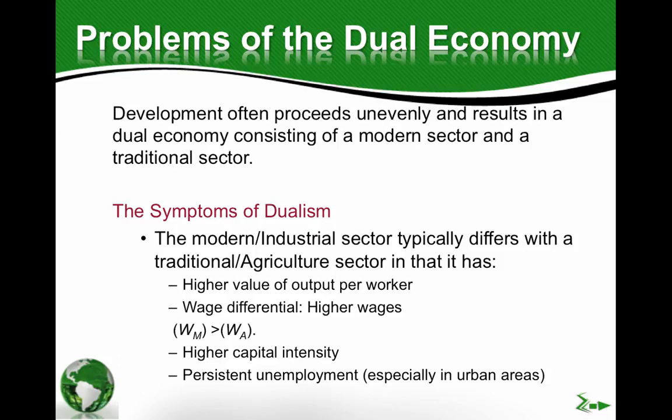Higher capital intensity in the manufacturing in the modern sector, further increasing the labor productivity, and then you have persistent unemployment around the urban areas. Those were the slums that we saw in that picture. And this is the high level of unemployment that exists in the urban areas.